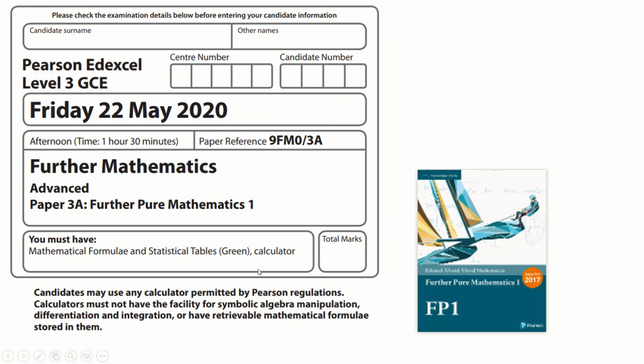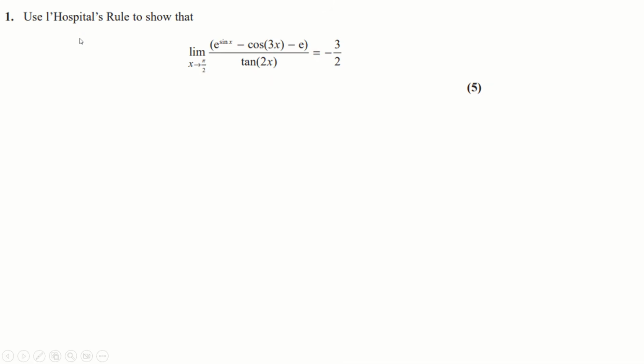This is the Pearson Edexcel FP1 paper from 2020, based on this book here. We may as well go ahead and get straight into it. First we've got to do L'Hôpital's rule.